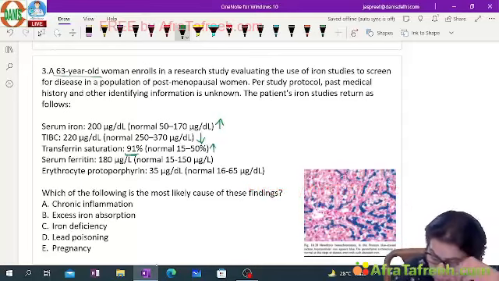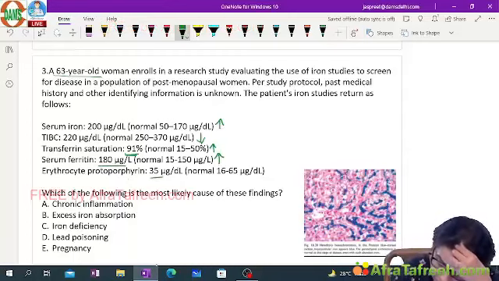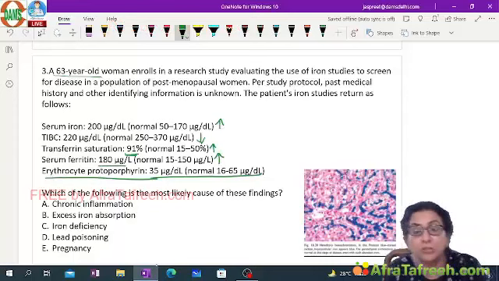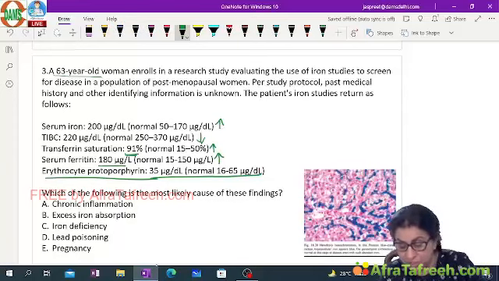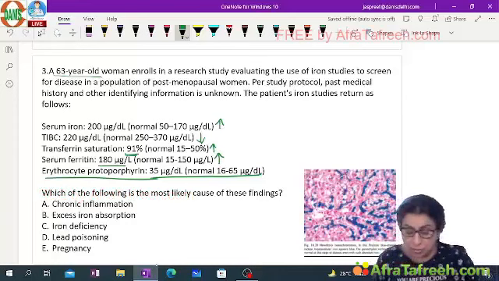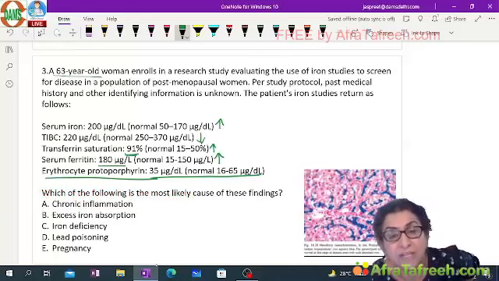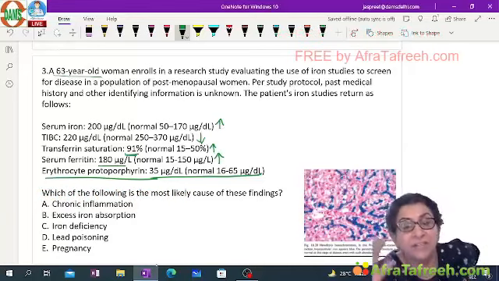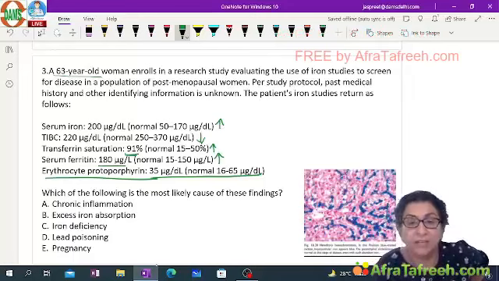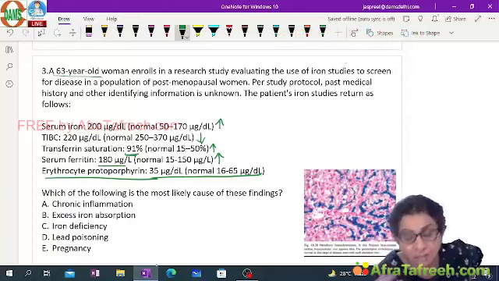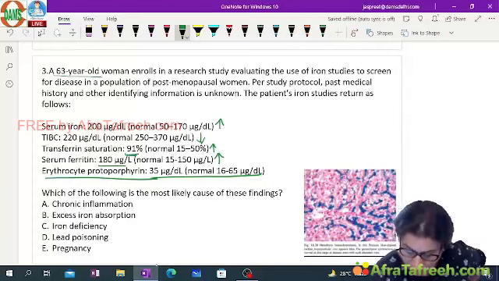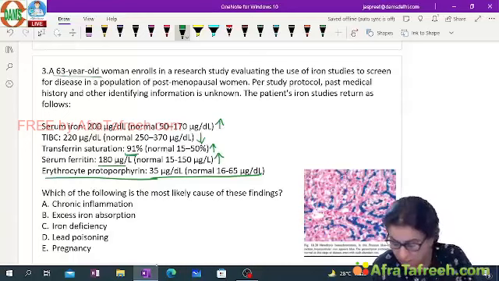Serum ferritin normal should be up to 150 micrograms per liter. It is now 180, which is also increased. Erythrocyte protoporphyrin is within normal limits; normal is 16 to 65. If you remember, it is increased in iron deficiency anemia. When there is iron deficiency in the body, erythrocyte protoporphyrin levels will rise. Here they are normal, so there is no iron deficiency. Rather, there is iron excess in the body. Which of the following is the most likely cause for these findings?